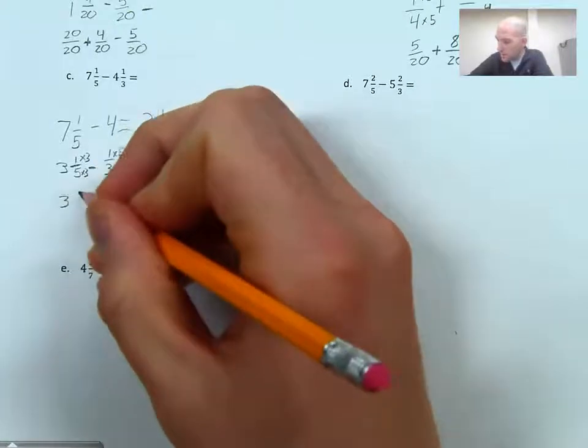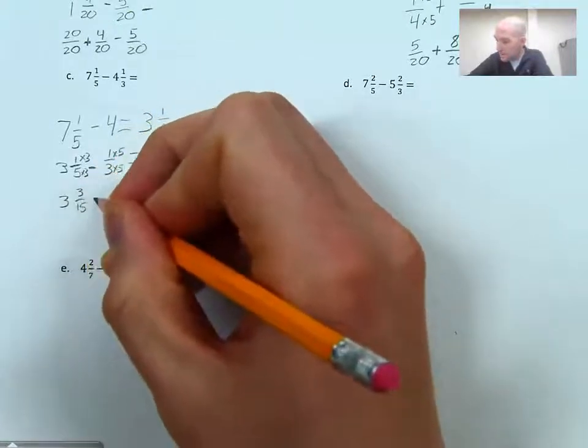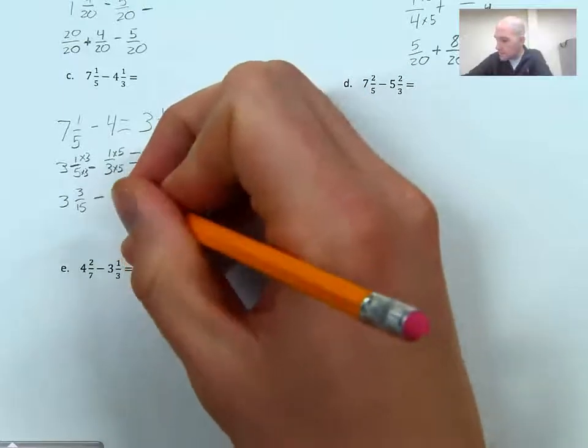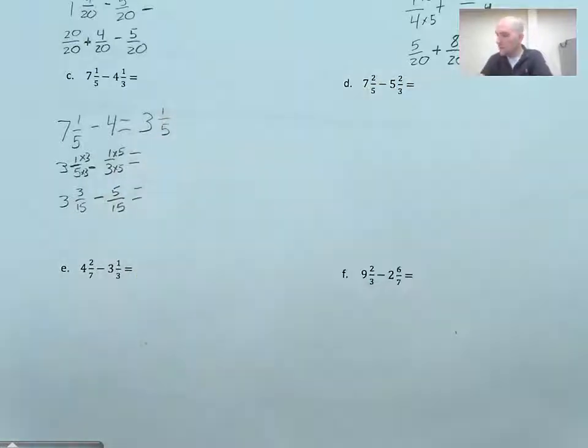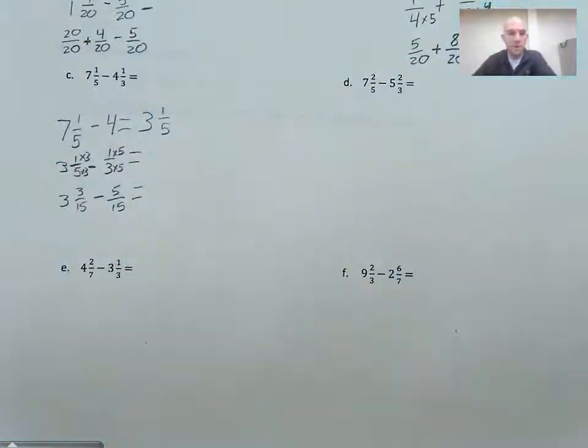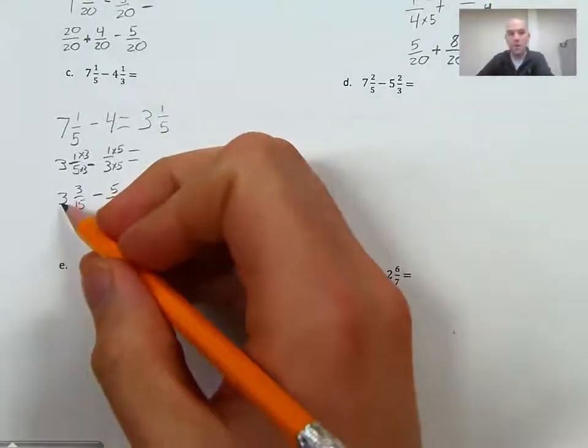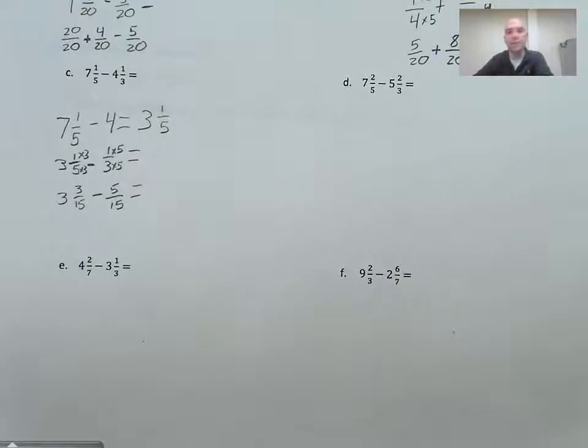I'm going to get 3 and 3/15 minus 5/15. So my 3 and 3/15, well, I can't subtract 5/15 from 3/15, but I can turn that 3 and 3/15 into something else. I'm going to need to borrow from one of my whole numbers here. But I don't need to make 3 into 15ths. I only need to make one of those wholes into 15ths.